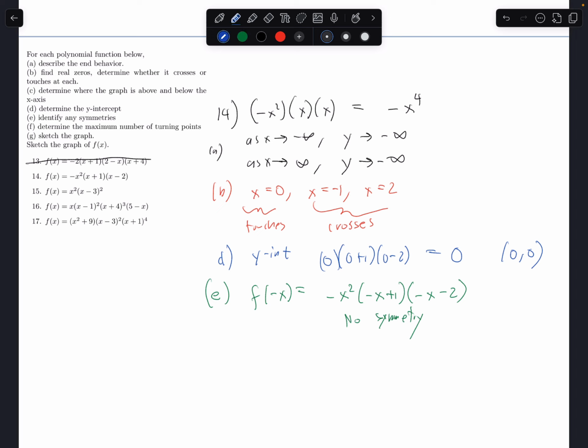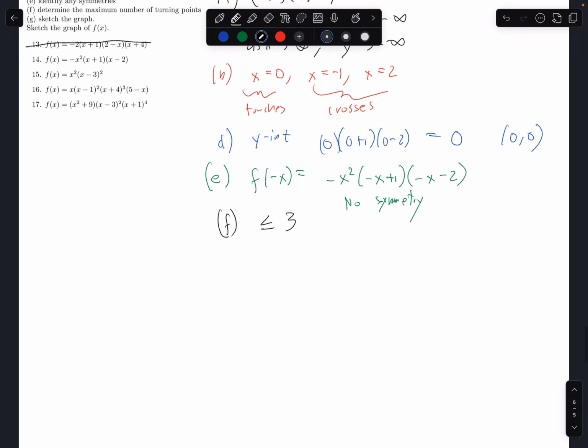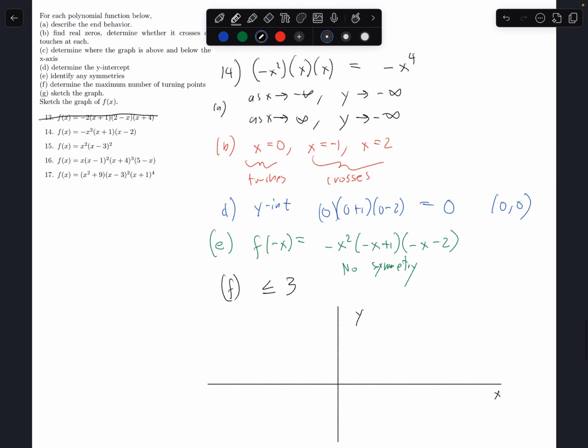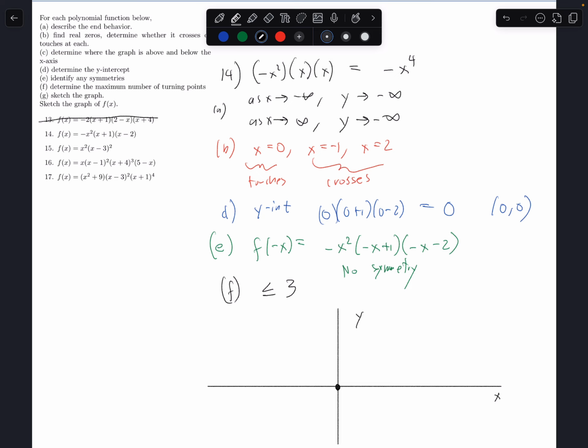And now on to F, maximum turning points. The maximum number of turning points is going to be, so the degree was 4, so it should be less than or equal to 3. And then finally the graph. Here's the graph. There you go. X, Y. This time let's plot also our y-intercept. Y-intercept was at (0, 0), so that's nice. And we also already had that actually in this case. -1 is another one. And +2.